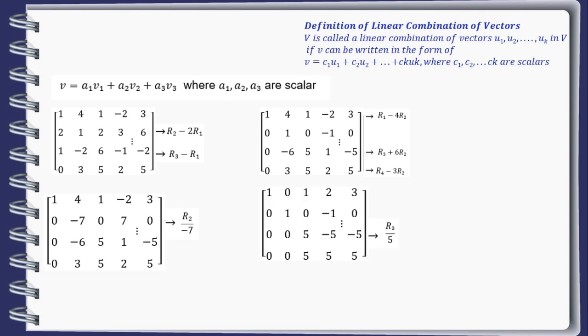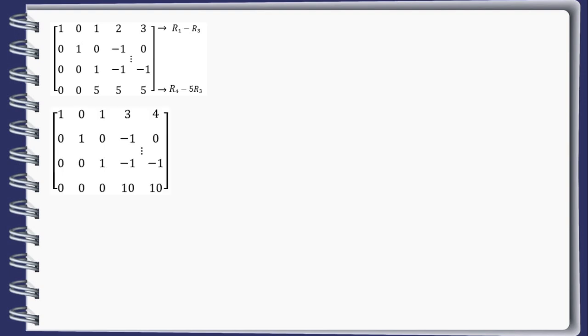So in our third pivot, we want to convert 5 into 1. So our new R3 would be R3 divided by 5. So this is how it would look like. Now we're going to set all values above and below the pivot equal to 0. So we take our new R1 as R1 minus R3, and our new R4 would be R4 minus 5R3. So now this is how it looks like.